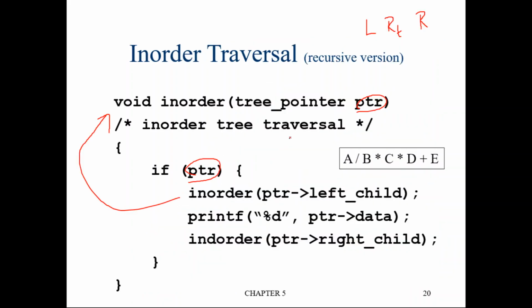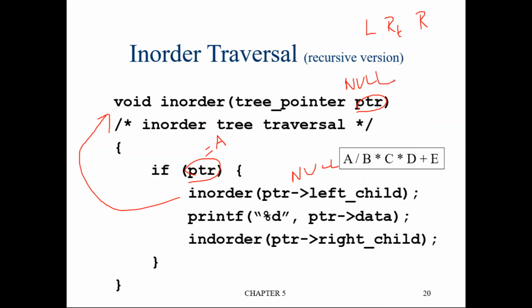So now PTR refers to node A. Again you say is PTR null? No. PTR is pointing to node A. At this point, you are again saying inorder of PTR's left child. But does A have a left child? No. So left of A is nothing but null. So again you are calling inorder, but this time you are passing null.